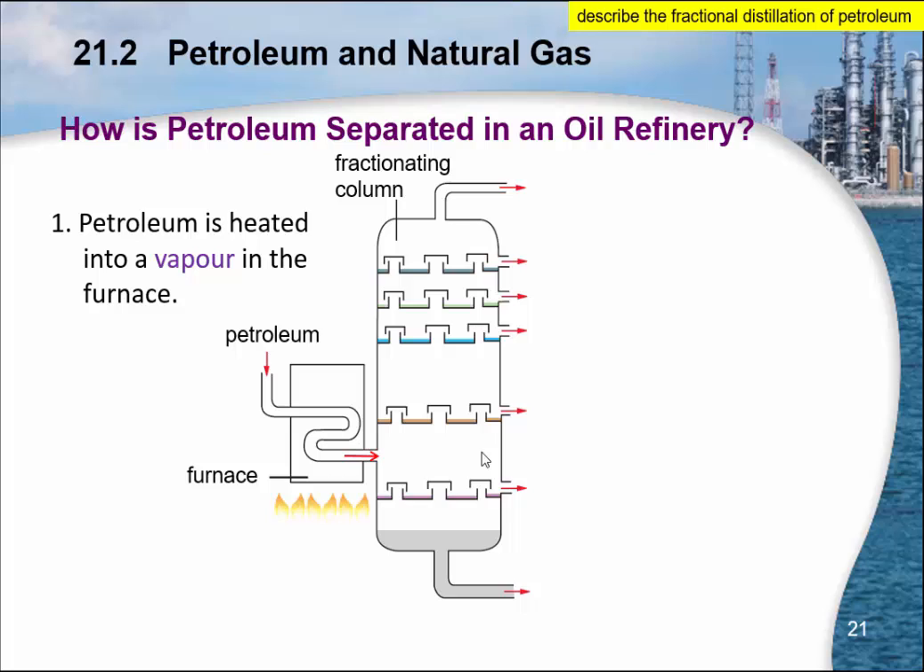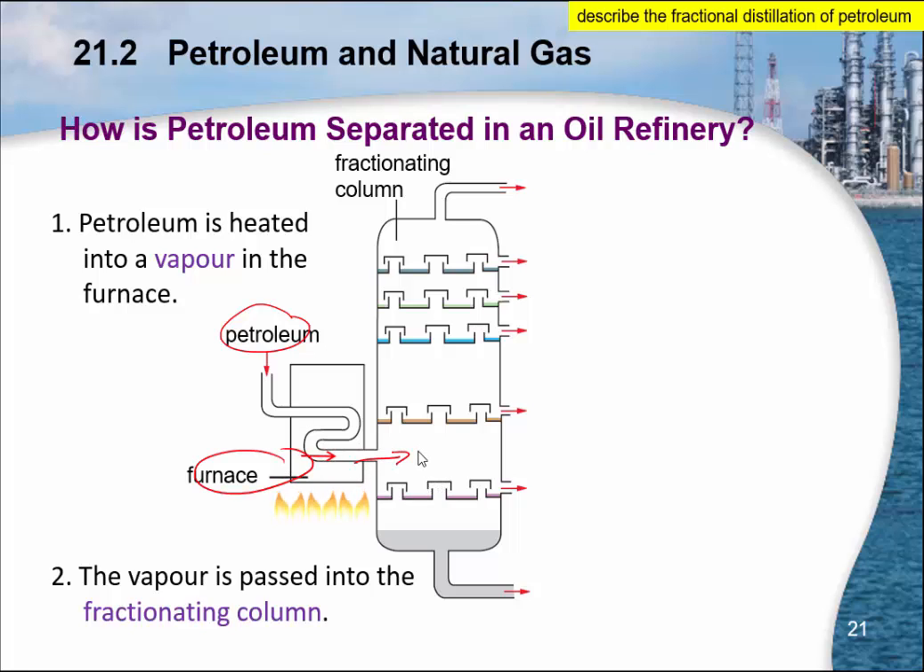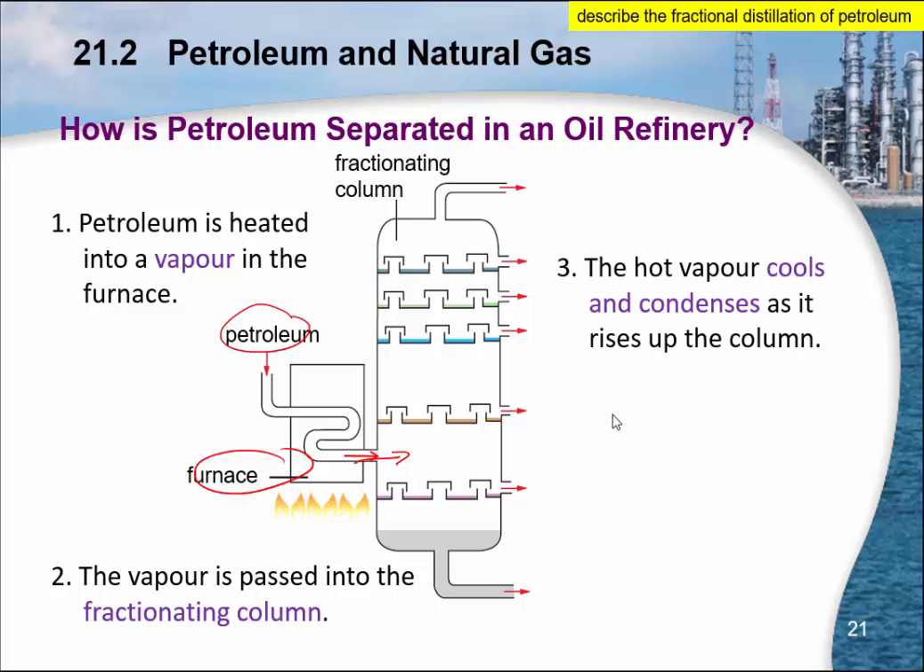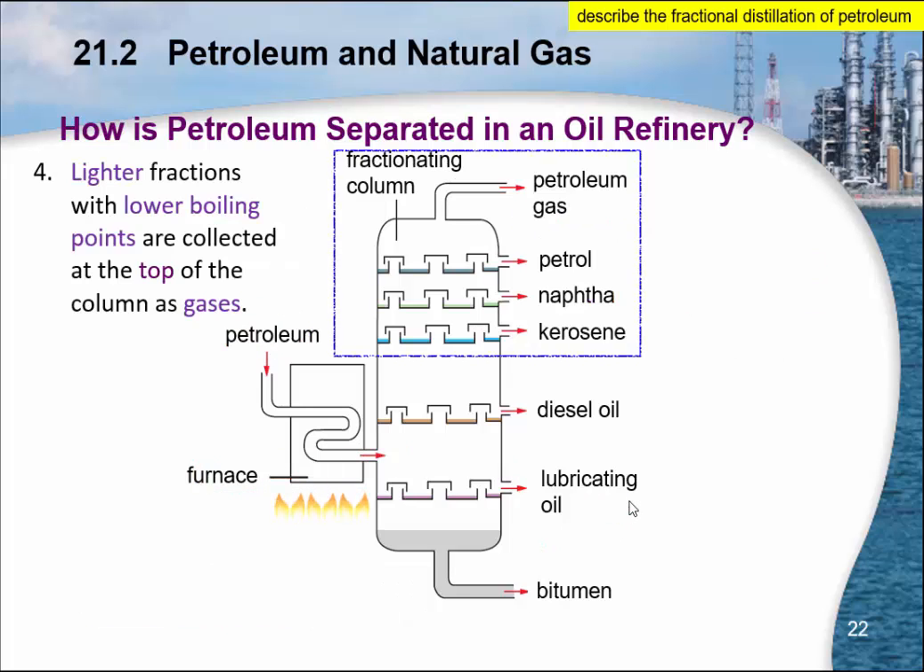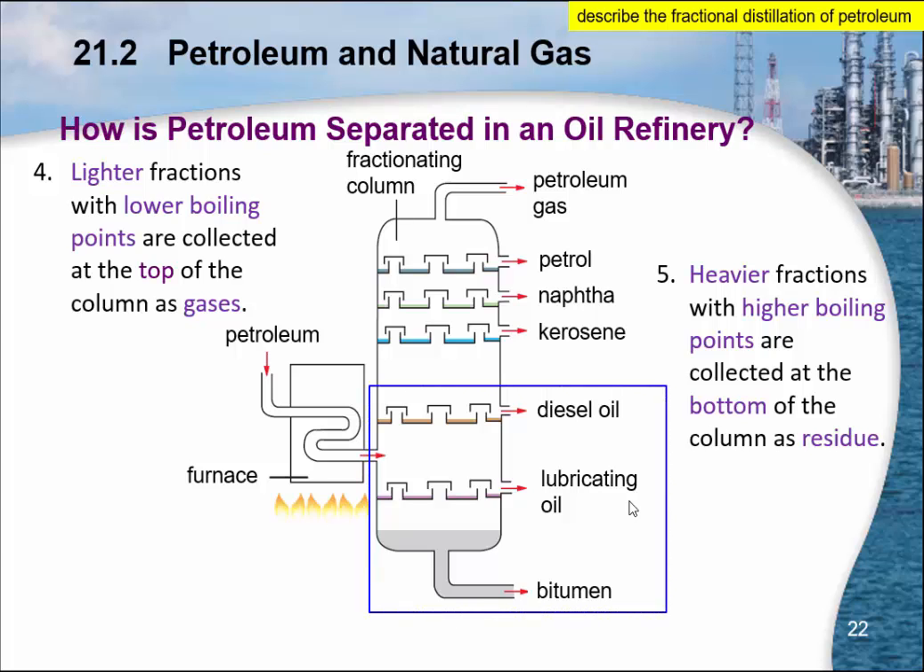Now in this fractionating column you see, petroleum is first heated into vapor inside this furnace and passed into the fractionating column. The hot vapor cools and condenses as it rises up. The temperature is lowest at the top, highest at the bottom. Lighter fractions with lower boiling point are collected at the top of the column as gases. Heavier fractions with higher boiling points are collected at the bottom of the column as a residue.